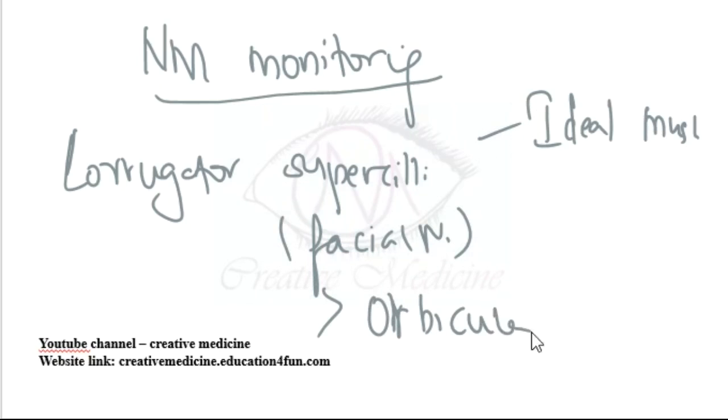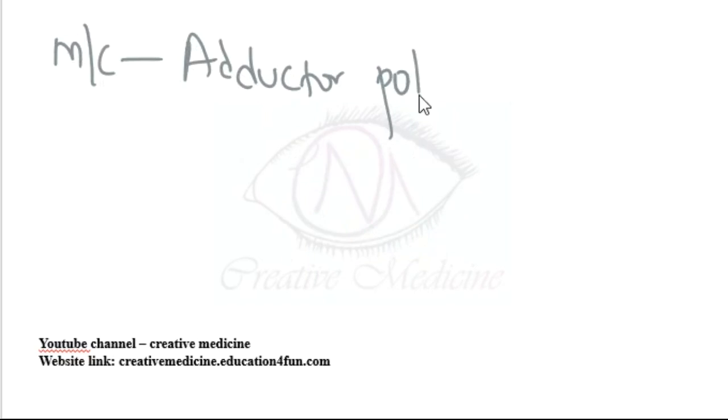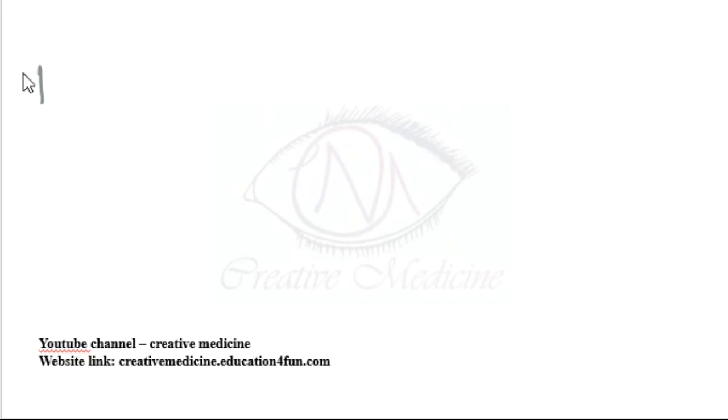The most commonly used muscle for neuromuscular monitoring is adductor pollicis, supplied by the ulnar nerve. The modality used for neuromuscular monitoring is the train of 4 ratio, that is T4 by T1 equals 1. A depolarizer and a non-depolarizer can both be used for the train of 4 response. The train of 4 response for depolarizers and non-depolarizers is different.